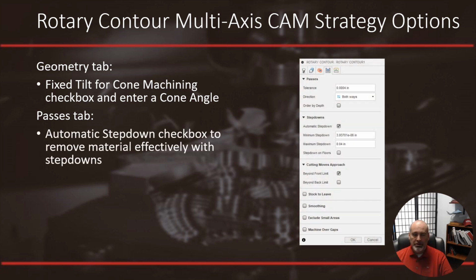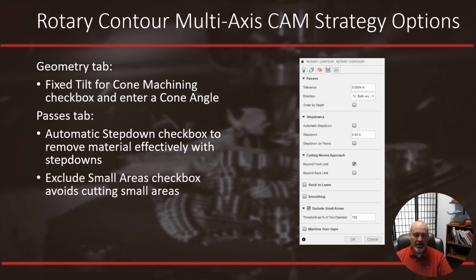And there's also an automatic step down checkbox to remove material effectively with step downs if you're going to remove a lot of material. It allows you to put in a minimum step down and a maximum, and it will cut between those two ranges. You can also select step down on floors to make sure that it finishes the last bit of geometry if it doesn't fit within the minimum and maximum steps that are generated.